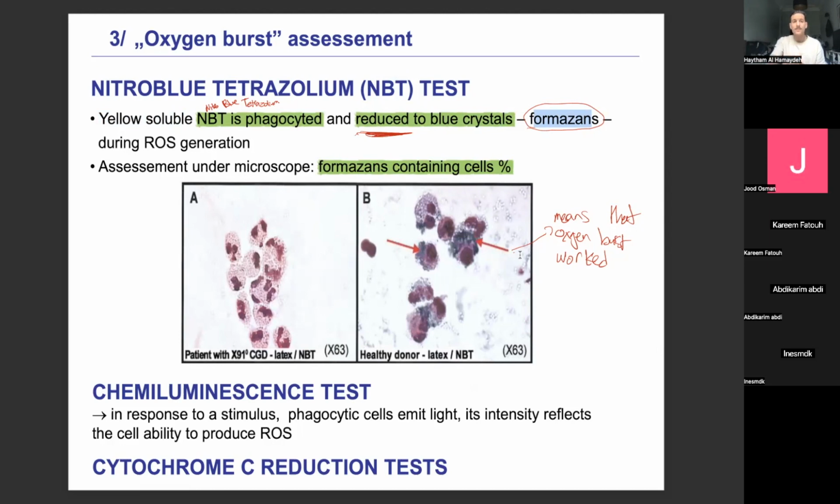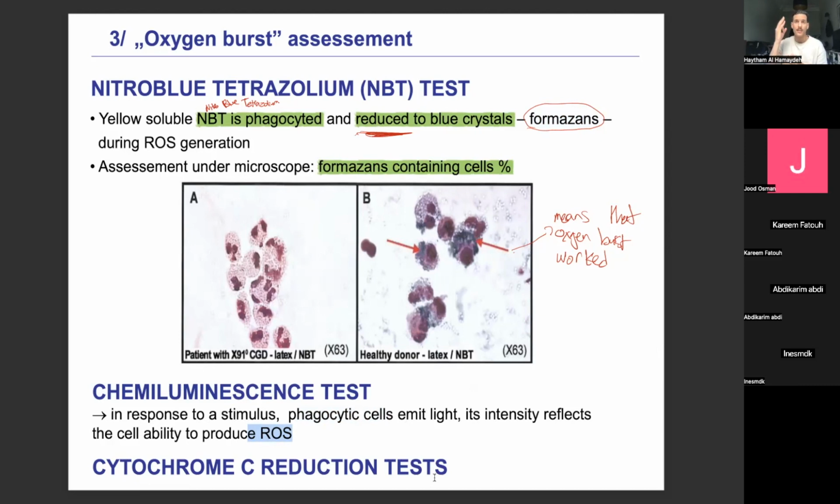The next thing, a second test to test oxygen burst, is the chemiluminescence test, I think, yes. In response to a stimulus, phagocytic cells emit light. Its intensity reflects the cell's ability to produce ROS. So in the NBT case, color change. In this case, light production. And the third one, the cytochrome C reduction test. So those three tell us the oxygen burst is functioning.